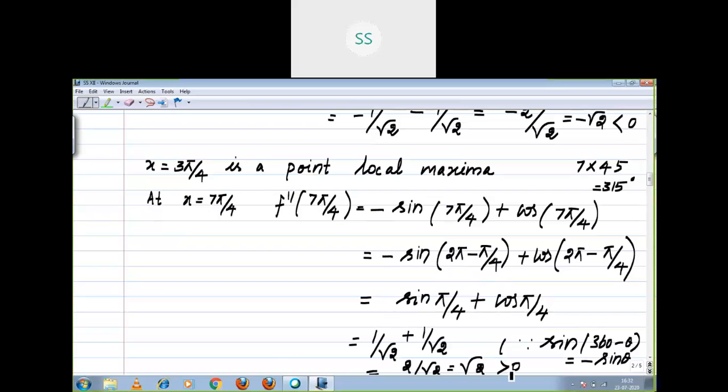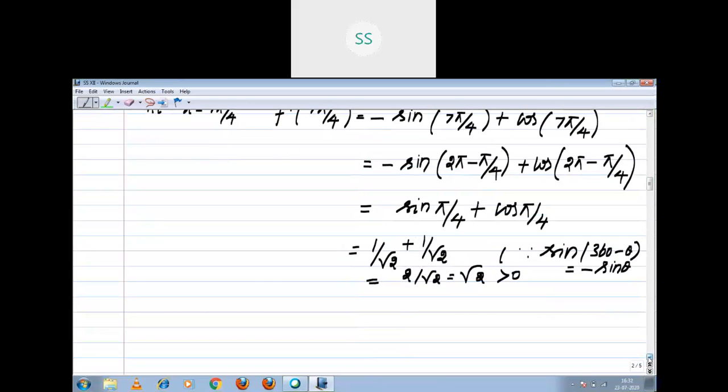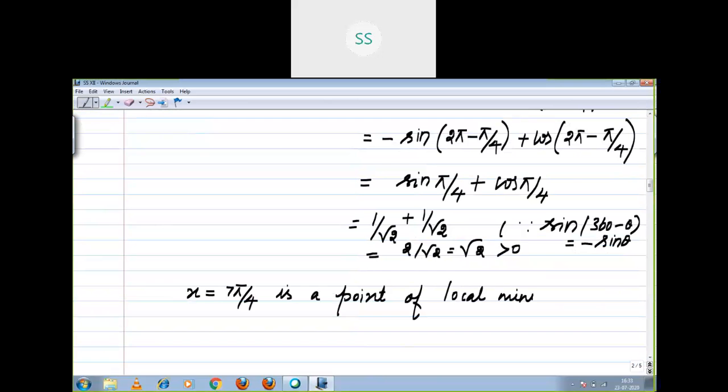Greater than 0 means what? The point is local minima, right? Greater than means local minima. Less than means local maxima. Using the second order derivative only we can conclude. Keep it in your mind, children. X is equal to 7 pi by 4 is a point of local minima, right? Local minima.